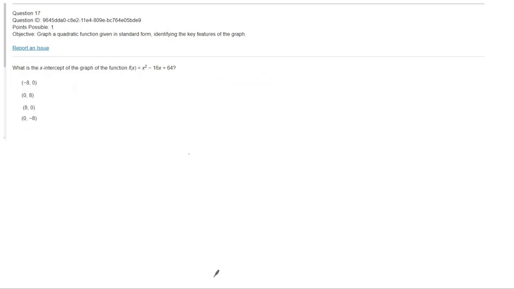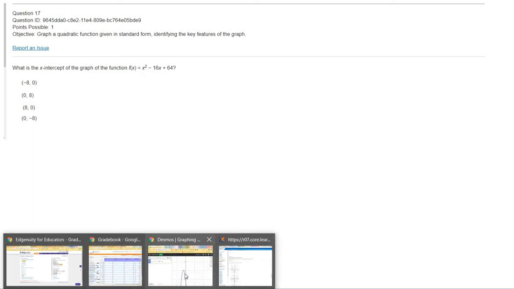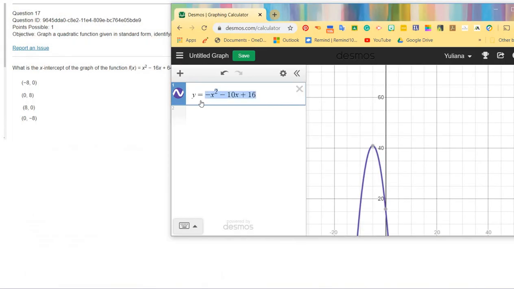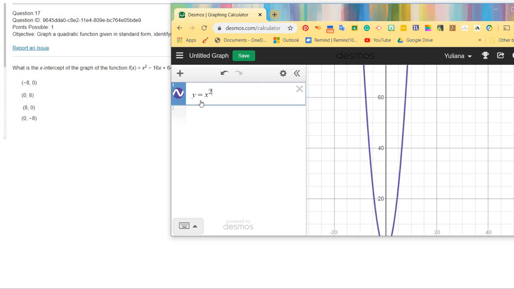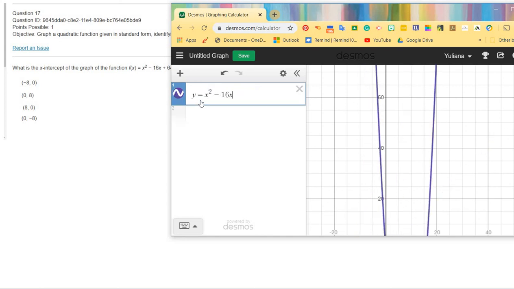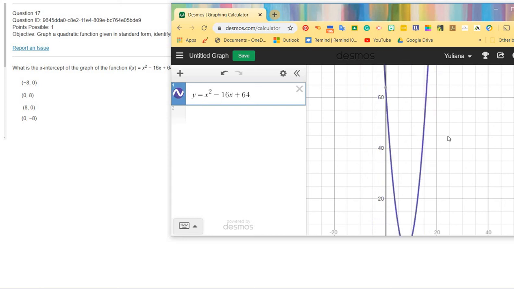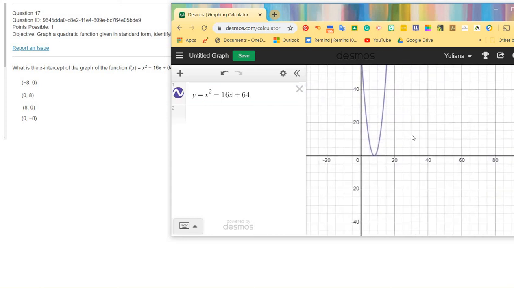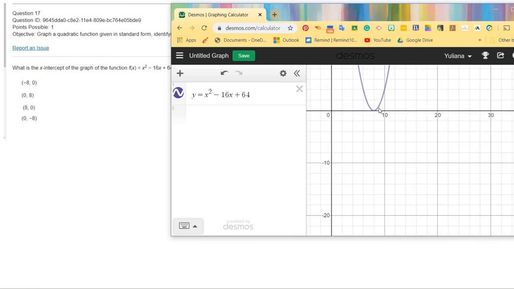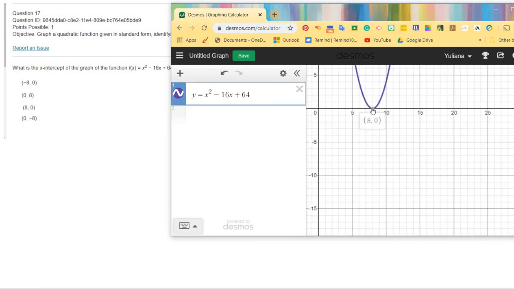Okay, what is the x-intercept? So again, you're just going to graph this one in Desmos. And I have x squared minus 16x plus 64. And we might need to zoom out. And again, you'll just identify the x-intercept, which in this case is where it touches the x-axis, which looks like it's 8, 0.